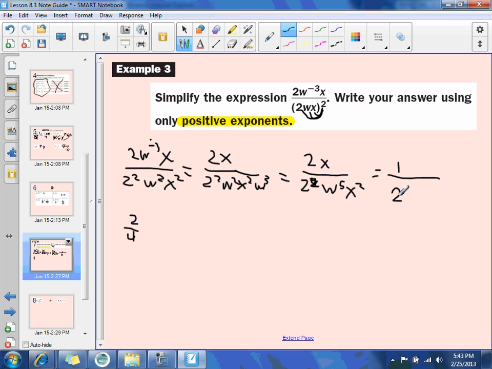Now, w to the fifth is as simplified as it can be because there's nothing in the numerator to cancel it out. But you've got 1 x in the numerator and 2 x's in the denominator. When those simplify out and cancel out, your x is going to end up in the denominator because there's more there, and there's only going to be one of them. This would be your final answer. I don't have any repeat bases, and I've simplified my numbers as much as I can.